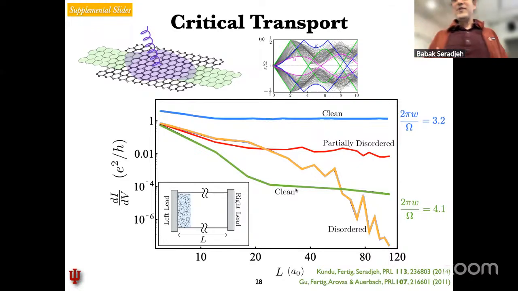Yes. The blue is the K point over here, 3.2. And the green is gamma point closing here, 4.1. Right. I changed the frequency to change the quasi-energy spectrum. For the blue one, the frequency is at the point where the K point values are gapless at the top here, at the edge. And the gamma point is the frequency where the gamma point closes at the center.